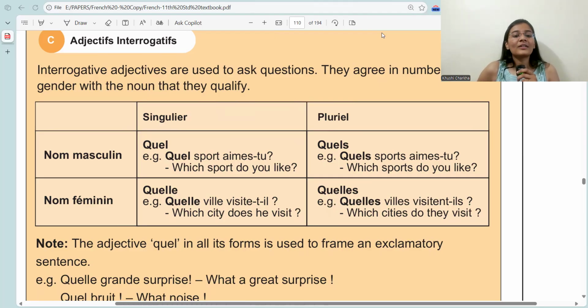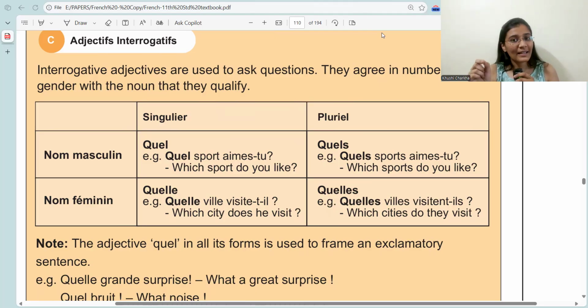Feminine, we have: Quelle ville visite-t-il? Which city does he visit? The noun ville is feminine and singular. Hence we have used QUELLE. For plural, we have: Quelles villes visitent-ils?